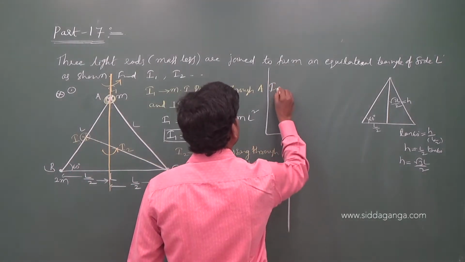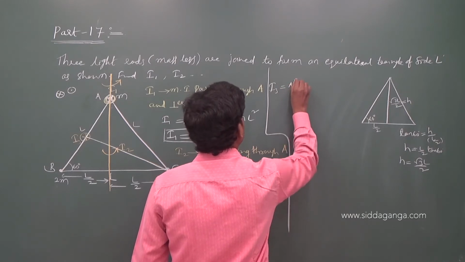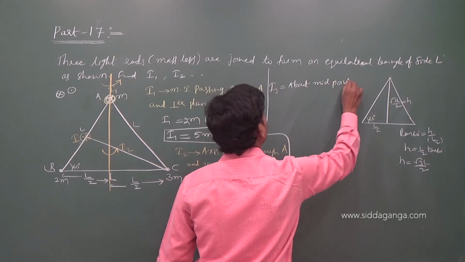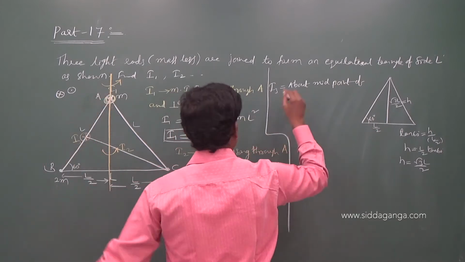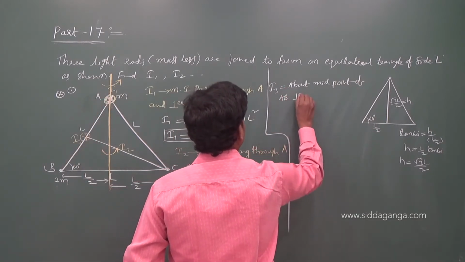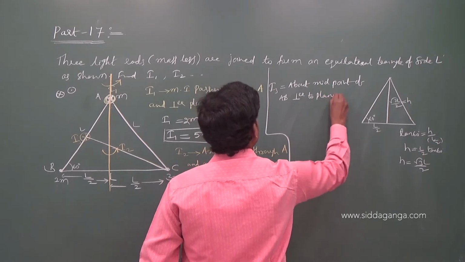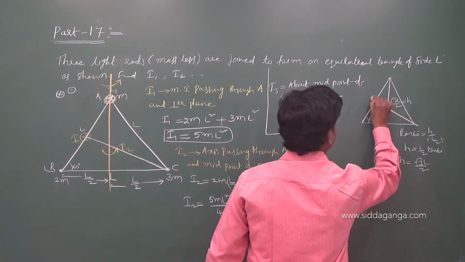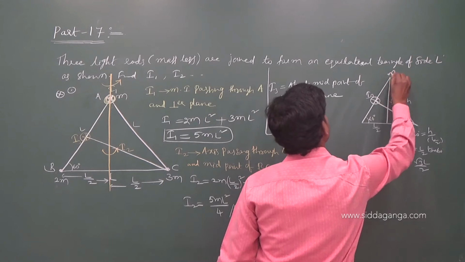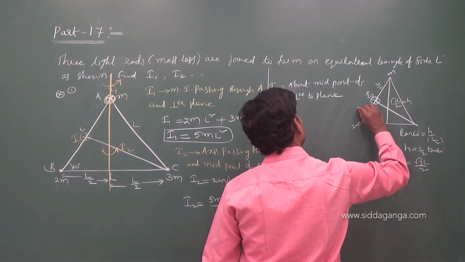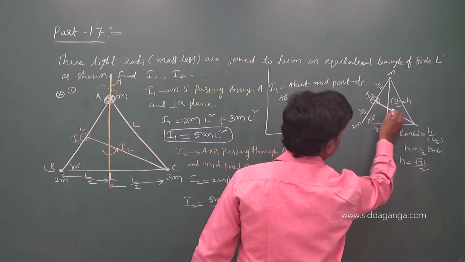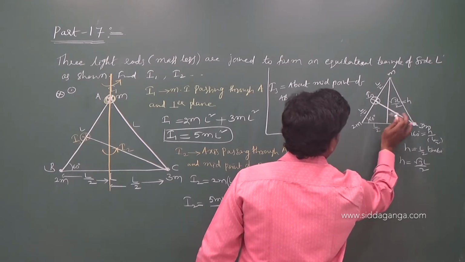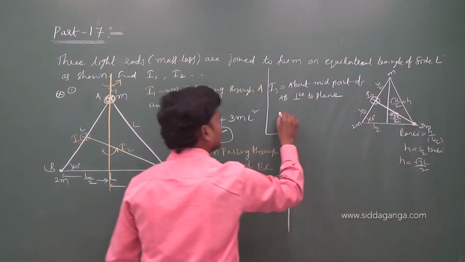What is I3? I3 is about the midpoint of AB and perpendicular to the plane. AB, perpendicular to the plane. So about this point, this particle is at a distance of L by 2, and this 3m mass is at a distance of root 3 L by 2. Then write the I3 value.